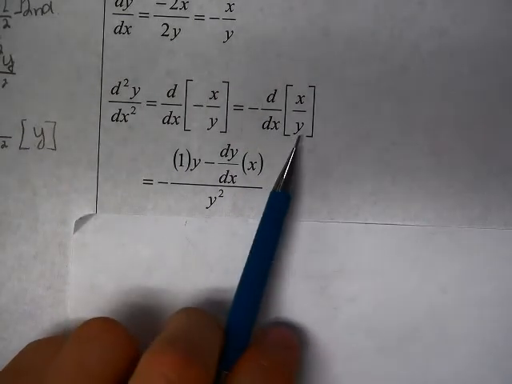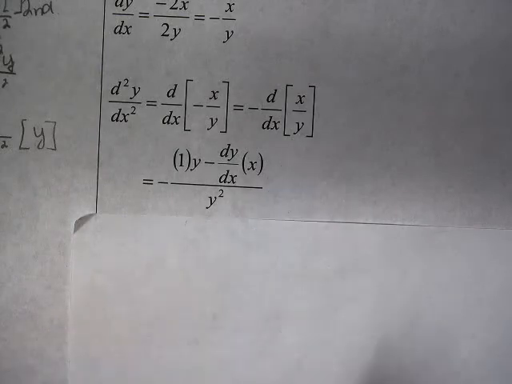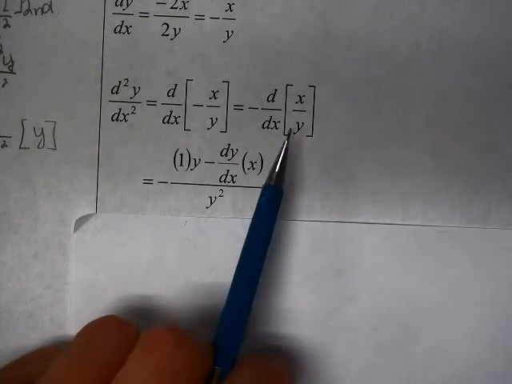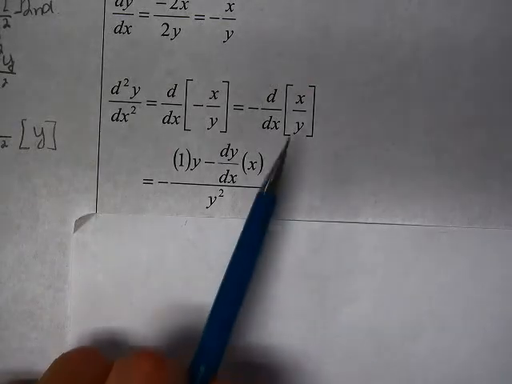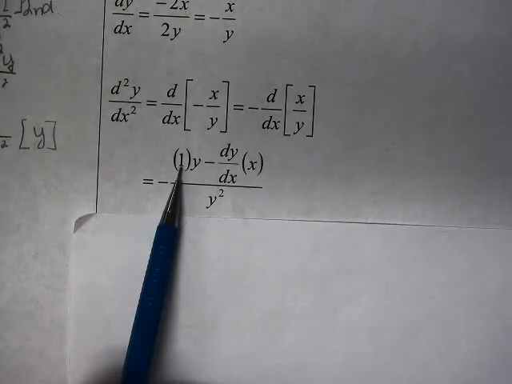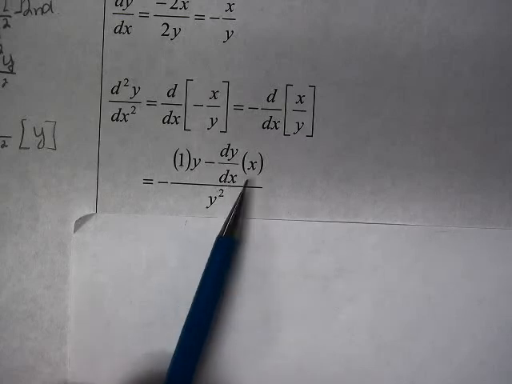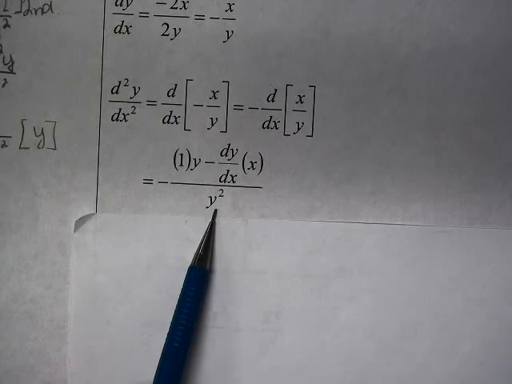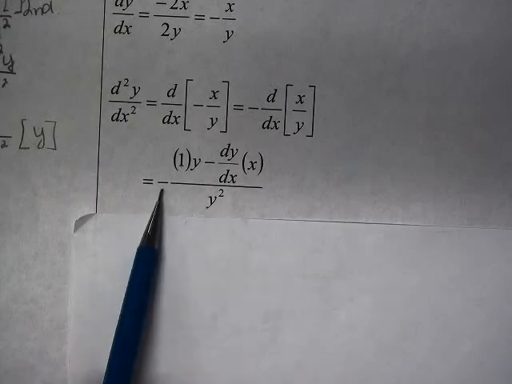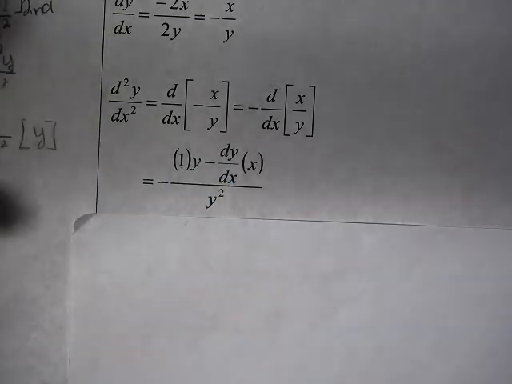Well, I don't really have to use the chain rule because it's just y. It's not y squared or y cubed. So I use the quotient rule there. So the derivative of the numerator is 1 times the denominator minus the derivative of the denominator, which is dy dx, times the numerator, all over the denominator squared. And I still have that negative sign there. I'm carrying that down from there.